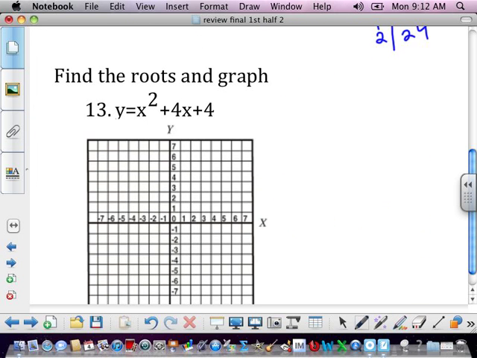All right, we need to find the roots. So I know the first thing we're going to have to do is set it equal to 0.